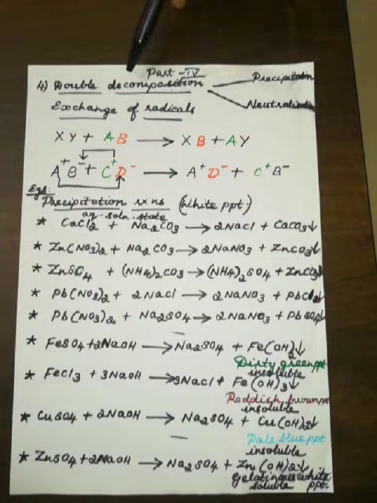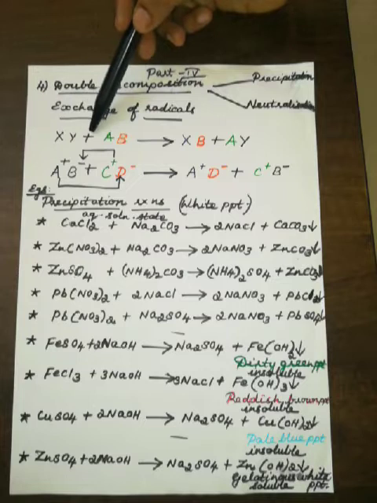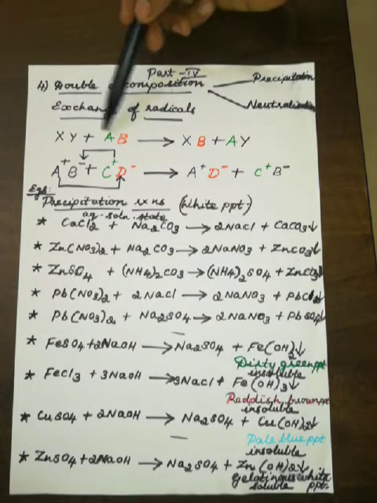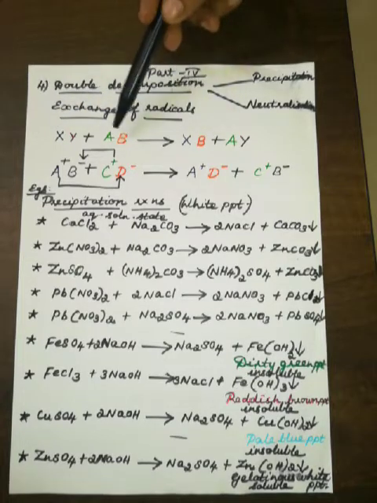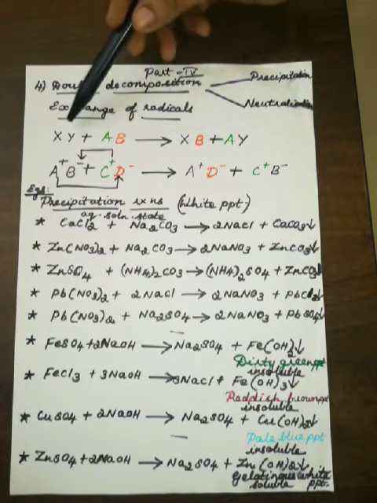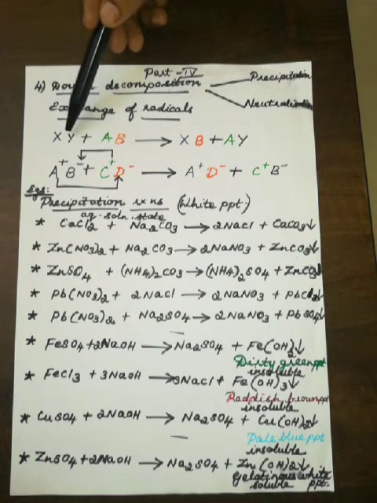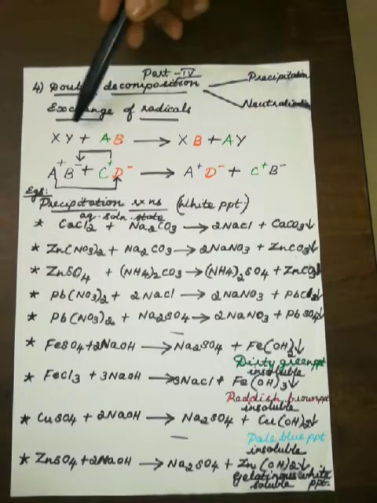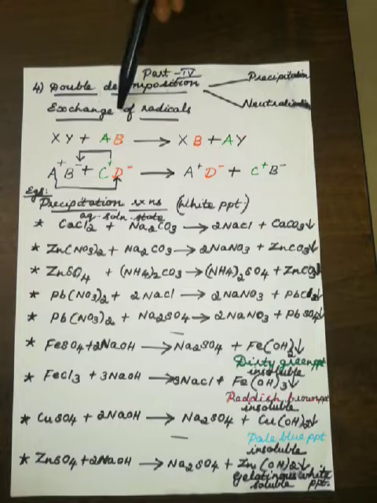Double decomposition means we are exchanging the radicals. For example, take the equation XY and AB, given in different colors. The electropositive X reacts with the electronegative part of the second compound to form one new compound. In the same way, the electropositive part of the second compound forms a compound with the anion of the first compound, that is AY. This is how the exchange of radicals takes place. So that is double decomposition.